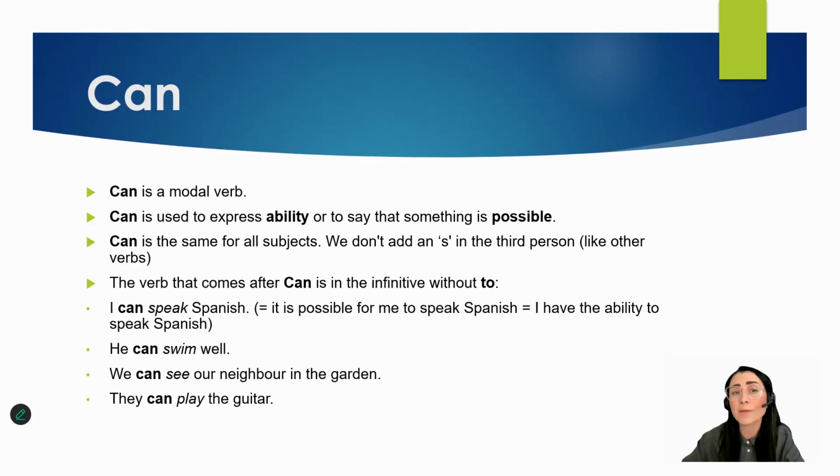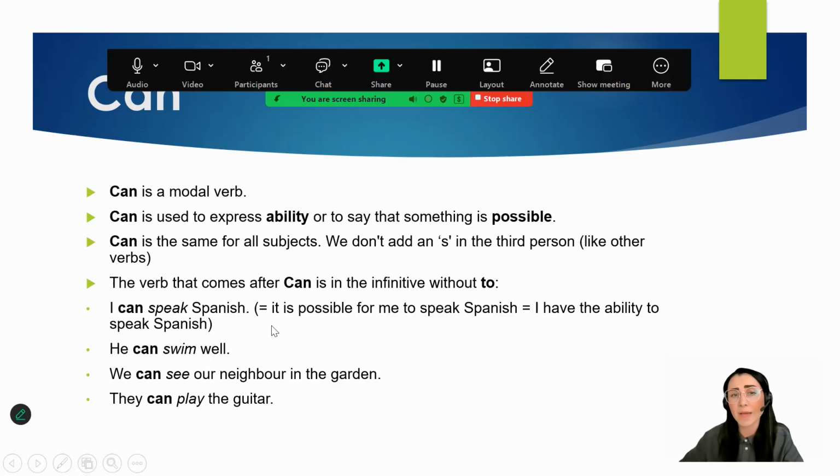Can is the same for all subjects. We don't add s, we don't change anything. And the verb that comes after modal verb can is the infinitive without to. For example, I can speak Spanish. No articles, no participles. You just simply build a sentence like this. I can speak Spanish. It is possible for me to speak Spanish. I have the ability to speak Spanish.